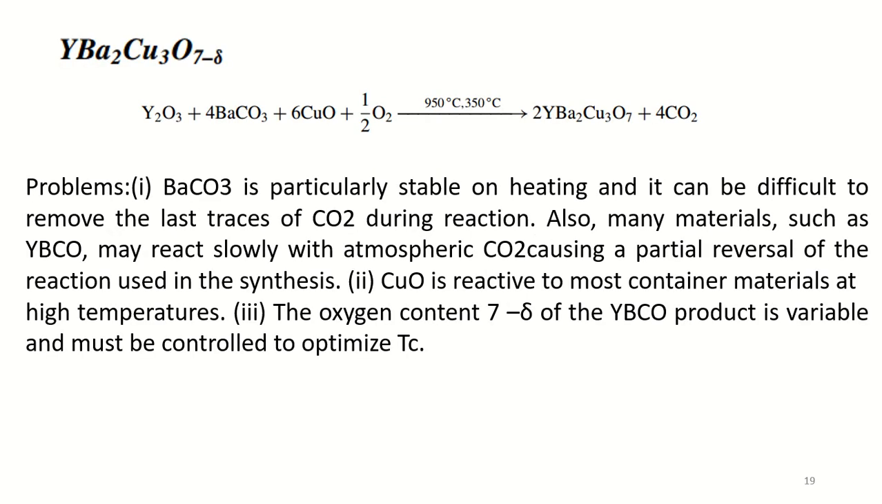The second example is YBa2Cu3O7, the classic 90 Kelvin superconductor, and it can be prepared by the following reaction, in which Y2O3 is reacted with barium carbonate, BaCO3, and copper oxide, CuO, with a limited supply of oxygen, at about 950 degrees Celsius.